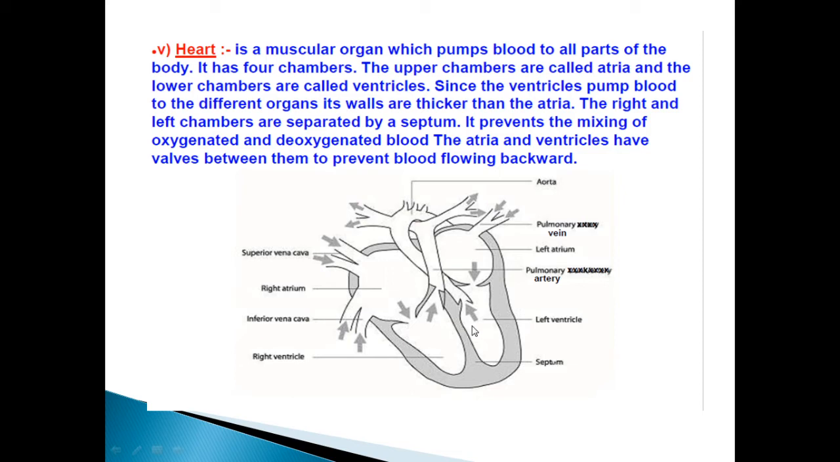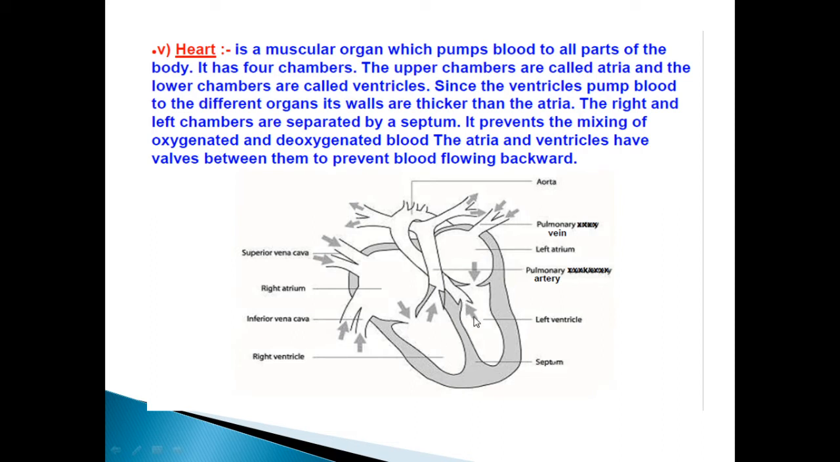The right and left chambers. So this is the left and right. Both these right and left chambers are separated by the septum. This septum prevents the mixing of oxygenated and deoxygenated blood. So here the oxygenated and deoxygenated blood is not mixing. How is it prevented? By the septum.